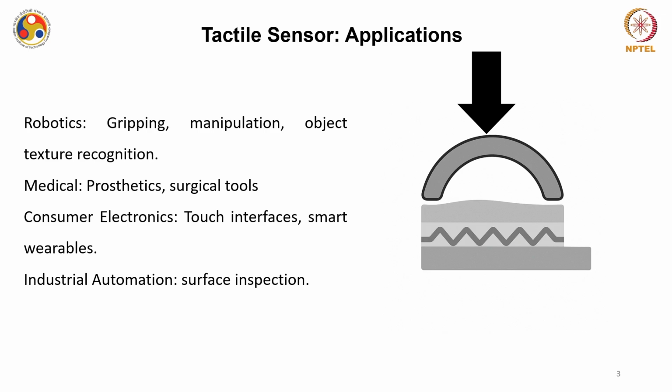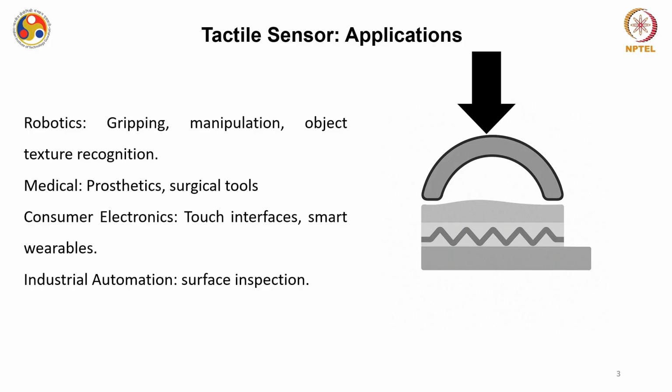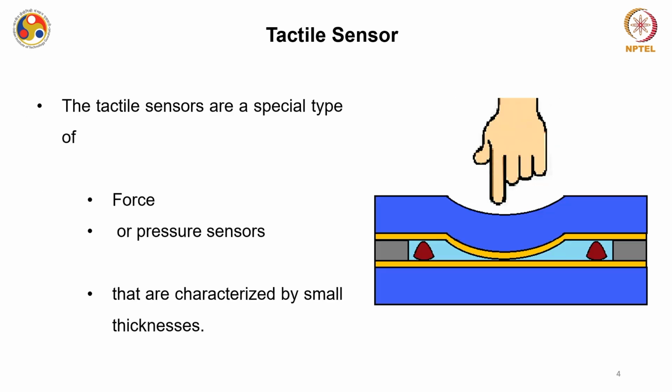Wearable devices like smart watches, or other wearable devices nowadays, all require a touch sensor, or tactile sensor. In industrial automation, for surface inspection and quality assurance purposes, you also need these tactile sensors. These are some of the applications that I have discussed, but the applications of tactile sensors are even more vast than what we are discussing right now.